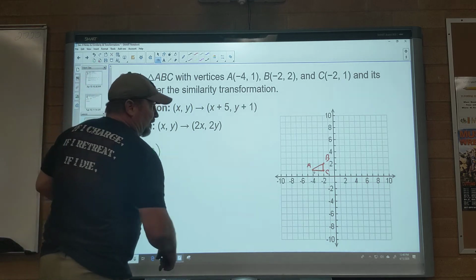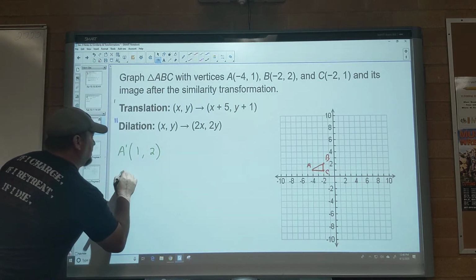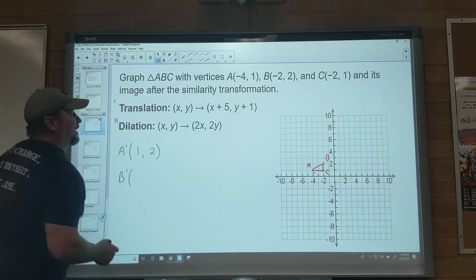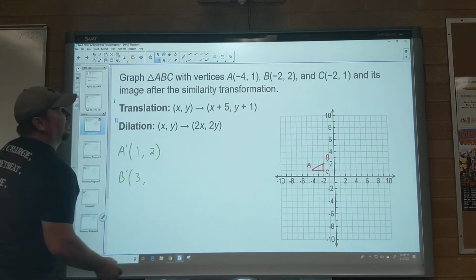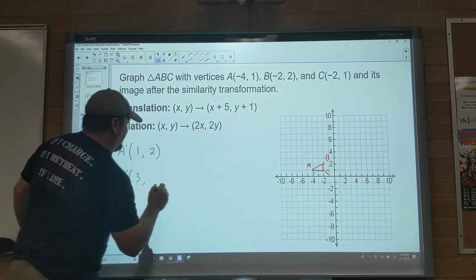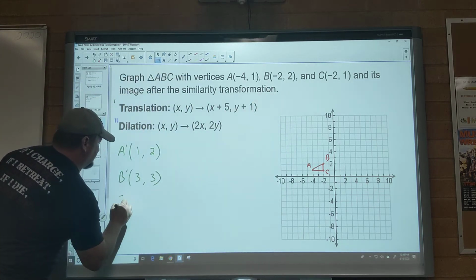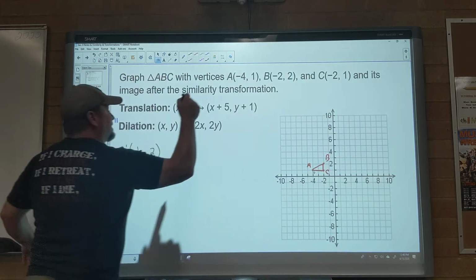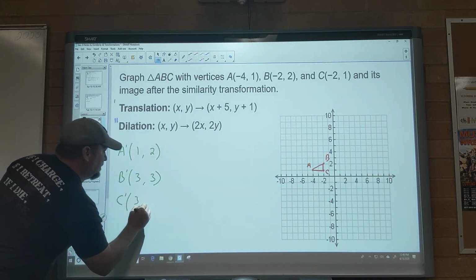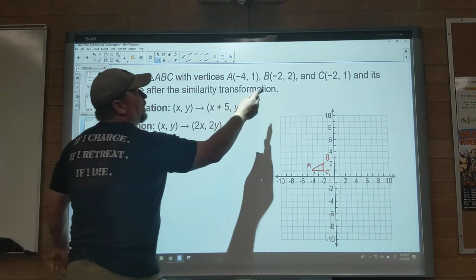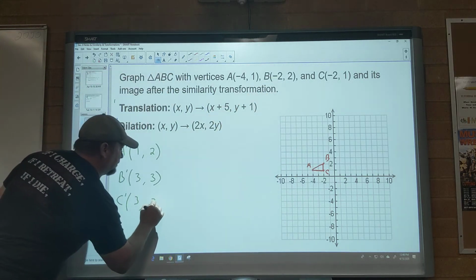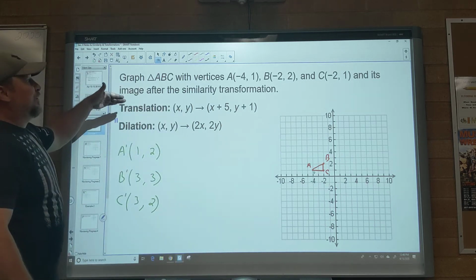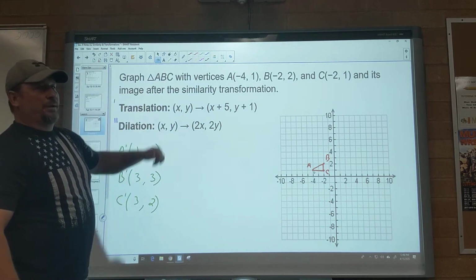I'm going to do all my green ones first. So B, we're going to do the same thing. Add 5 onto that. That'll be a 3. Add 1 onto 2. That is a 3. And then C asterisk, 5 onto -2 should be the same as this one, that's 3. And then 1 onto 1 should be 2. All right, we've now transformed it. We slid it. We slid it right 5 and up 1.